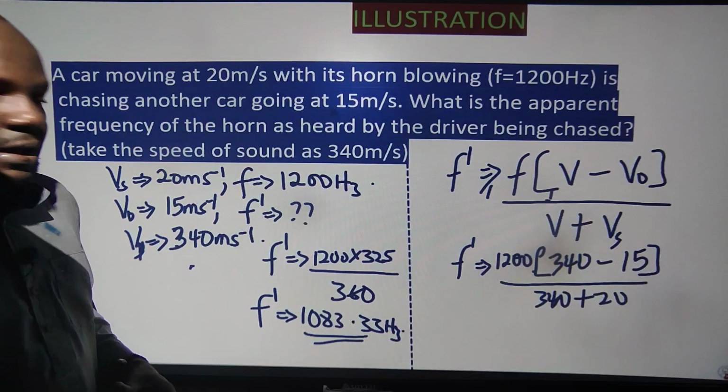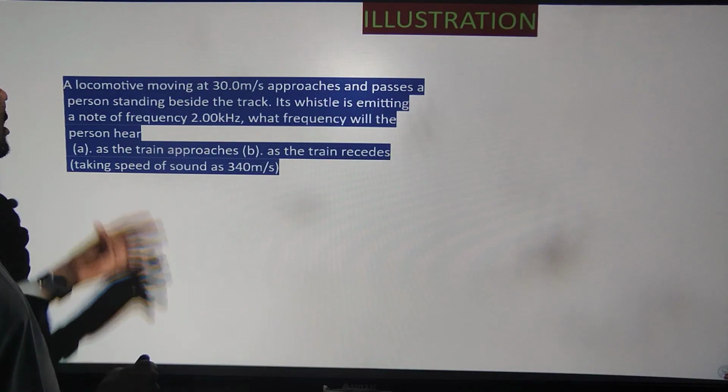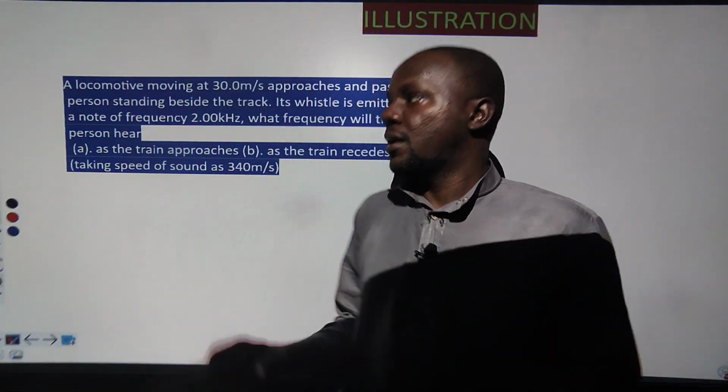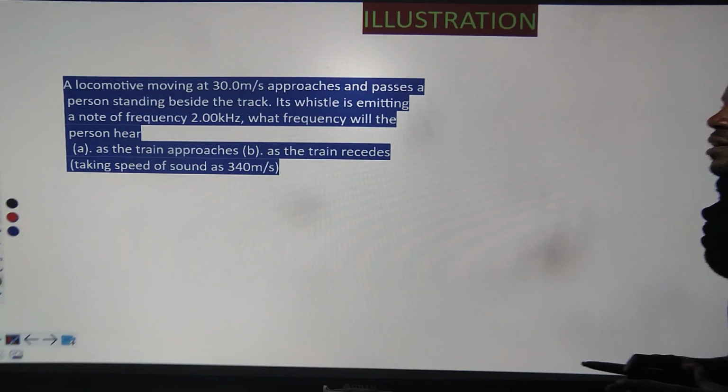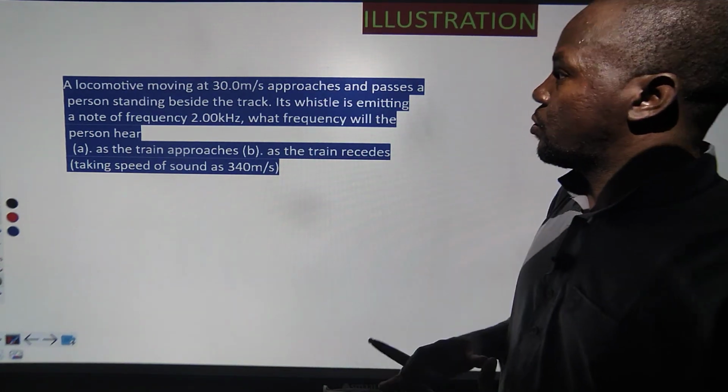I'll be stopping here, but before I go, I always love to give you one to attempt. The final one here is the one you are going to attempt, and you can drop the answers under the comment section to see if you guys actually understand what we've talked about today.